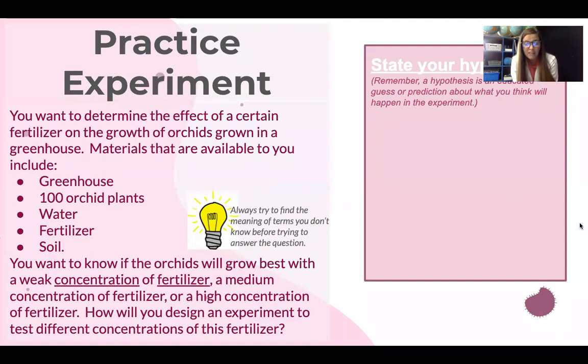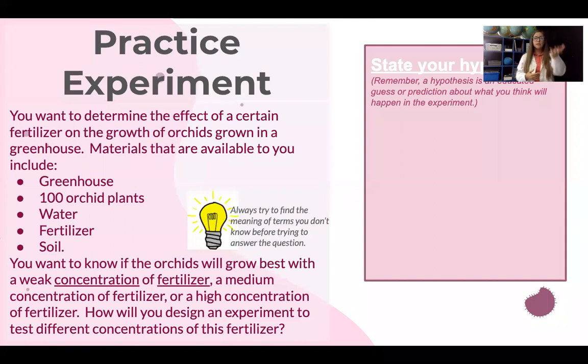So a hypothesis for this might be that plants will grow more with, I know that fertilizer helps plants to grow. So maybe I would say that the plants would grow bigger if they have a higher concentration of fertilizer. Or maybe you might think the plants would grow better if they have a medium concentration of fertilizer. Or you might say plants would grow best if you leave them alone and don't give them fertilizer at all. Or maybe plants would grow best if you give them a weak amount of fertilizer or a small amount. So those would be examples of a hypothesis for this experiment.